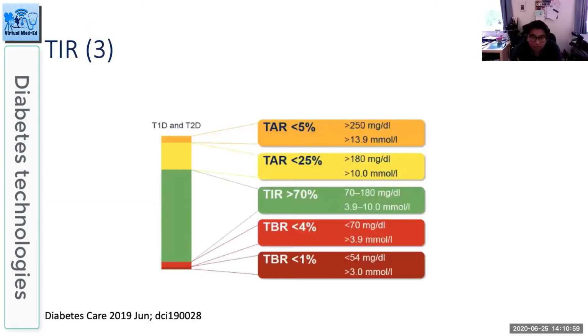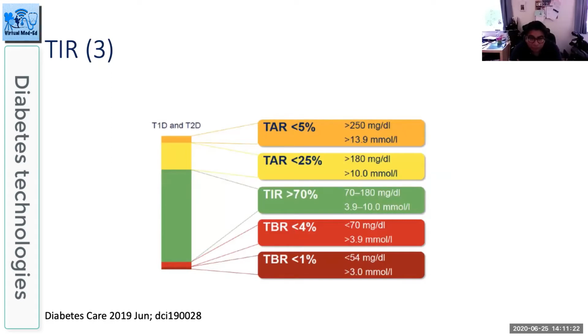So the concept then expanded in the sense of what is a normal time in range? There's a general consensus that for the majority of patients with diabetes, be it type 1 and type 2, you're aiming for a time in range of around 70 to slightly above 70% if you can achieve it safely. And that's again between 3.9 to 10.